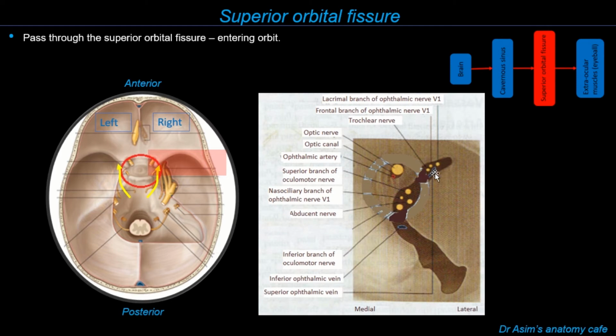The lacrimal and frontal branches of the ophthalmic division of trigeminal pass outside the common tendinous ring, whereas the nasociliary branch of the ophthalmic division, or the V1 division of the trigeminal nerve, passes along with the oculomotor nerve through the common tendinous ring as it passes through the superior orbital fissure to enter into the orbital cavity.